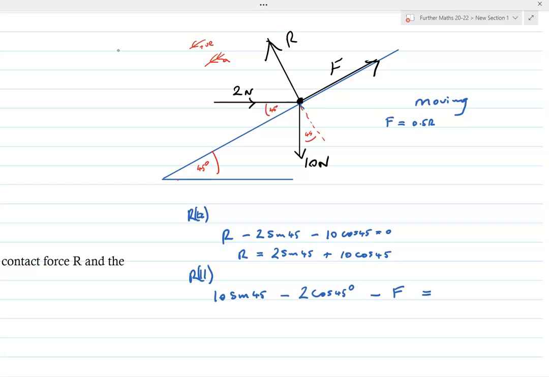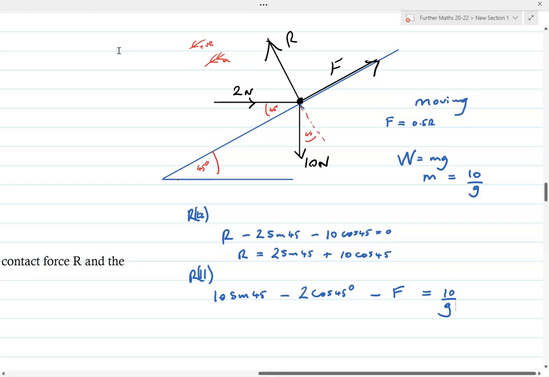Now, as I've just mentioned, the weight is 10. W equals mg is our general situation. So in this case, the mass is equal to 10 over g. It's a bit of an unusual situation where we're given the weight and we want the mass, but there we go. That's what it is. 10 over g is our mass, times by acceleration, which is what we're being asked to find.